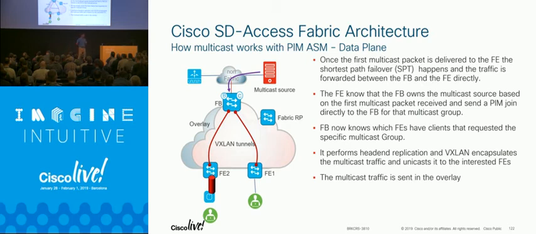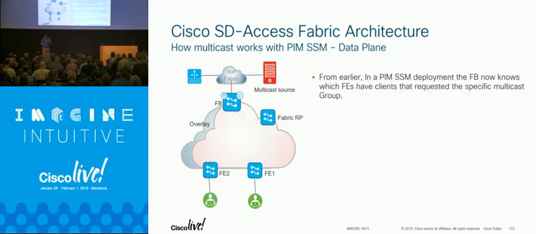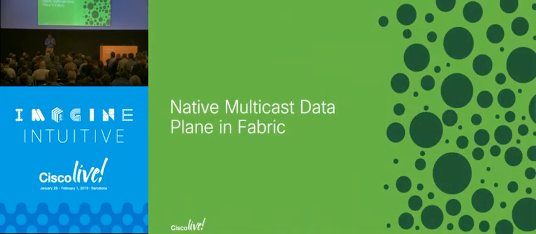Okay. That is one way of achieving data plane multicast traffic. Now, you would agree that this is not the best use of resources, right? This is not optimal. So the other data plane model we have, again, this is PIM SSM, it's the same way, is native multicast.